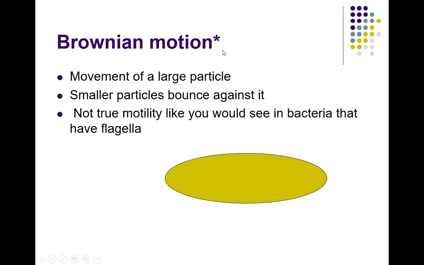We also have what's called Brownian motion. Brownian motion is the movement of larger molecules when smaller molecules bounce against them. They're not truly moving themselves, like you'd see with bacteria that have flagella, or a sperm cell that has flagella. It's not truly moving.